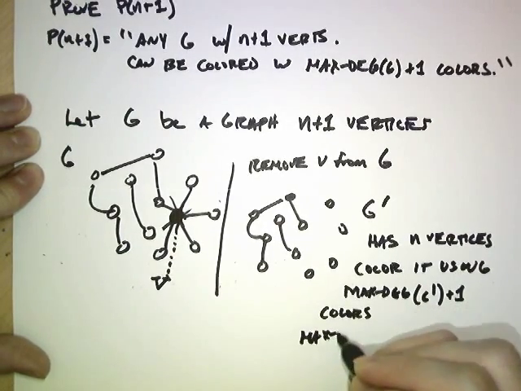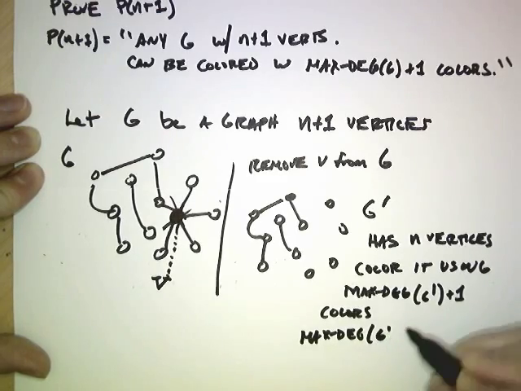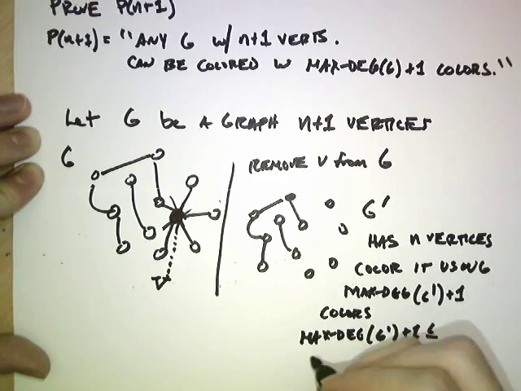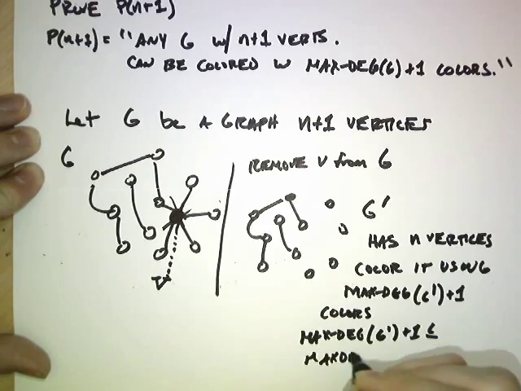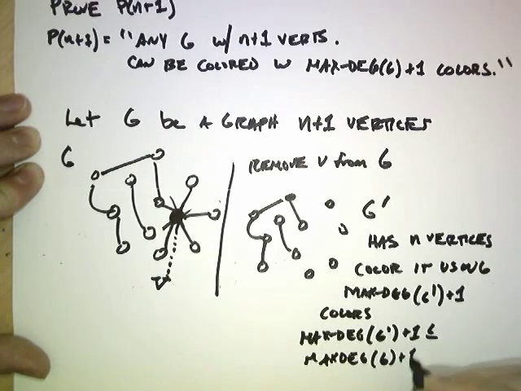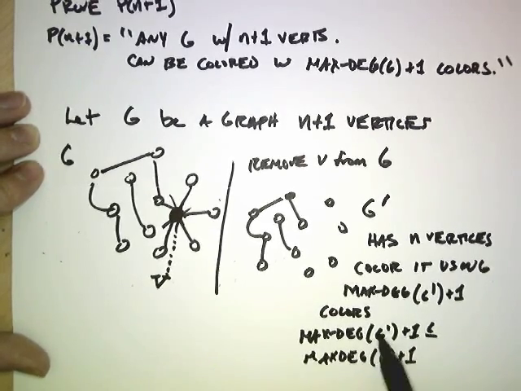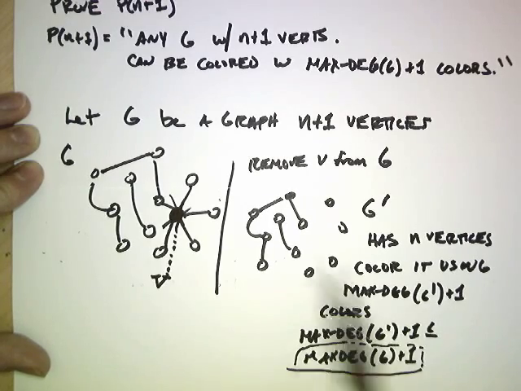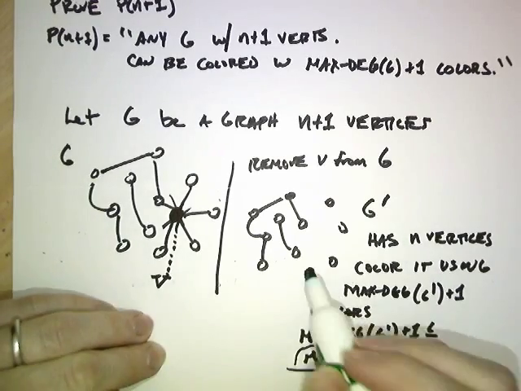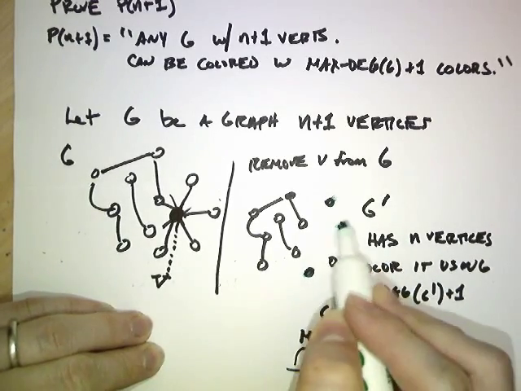But max degree of G prime plus 1 is at most max degree of G plus 1, right? G prime has fewer vertices than G, and they're the same, we just removed one vertex, so the max degree of G prime can't be any bigger than the max degree of G. So by induction, we're going to color it using at most max degree of G plus 1 colors. So we've colored G prime. By induction, that means there's some coloring of G prime.